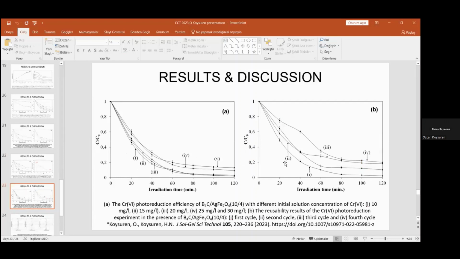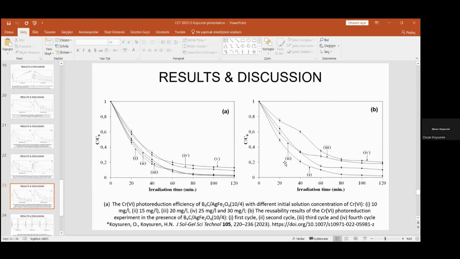Now on the left, you will see the effect of initial solution concentration. We changed the chromium-6 initial solution concentration from 10 milligram per liter to 15, 20, 25 and 30 milligram per liter. 10, 15 and 20 milligram per liter did not affect the photoreduction rate too much, but if we increase the concentration up to 25 and 30 milligram per liter, there is a slight decrease. This might be due to the blockage of incoming light.